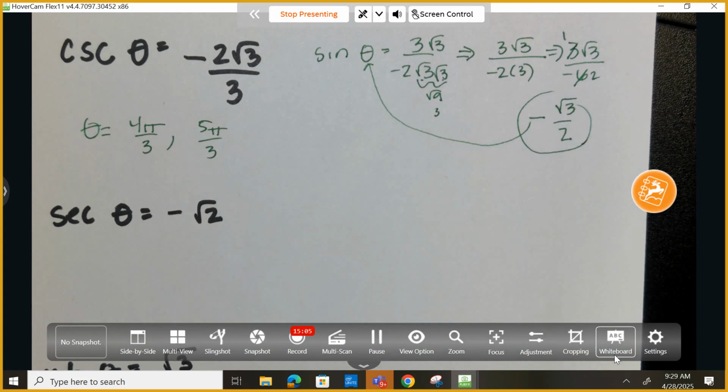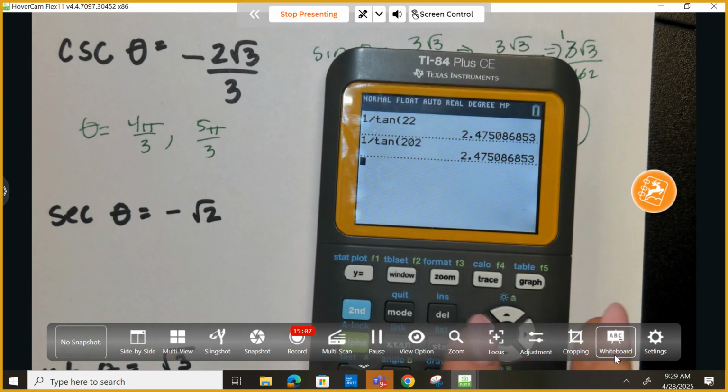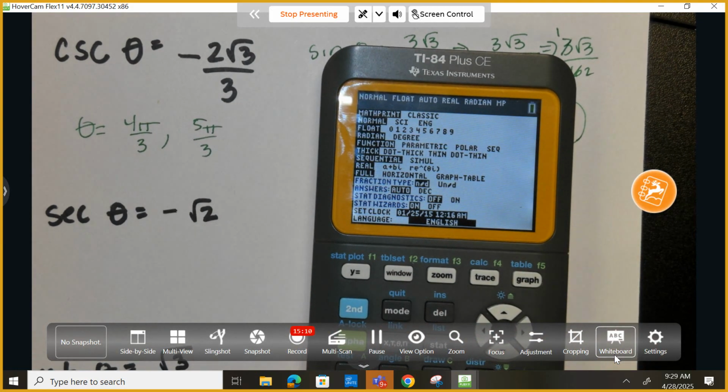Is there a way that we could check this? There is. Can everybody do me a favor, please? Go up to mode and go down to radians. Press enter.